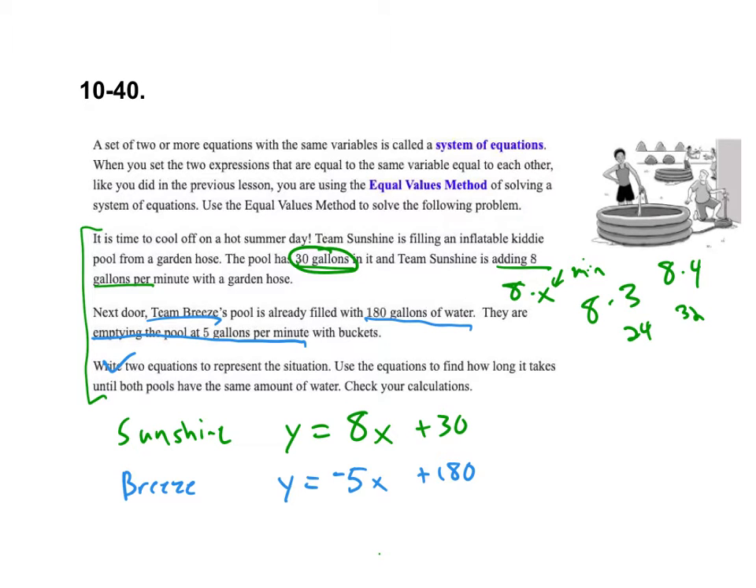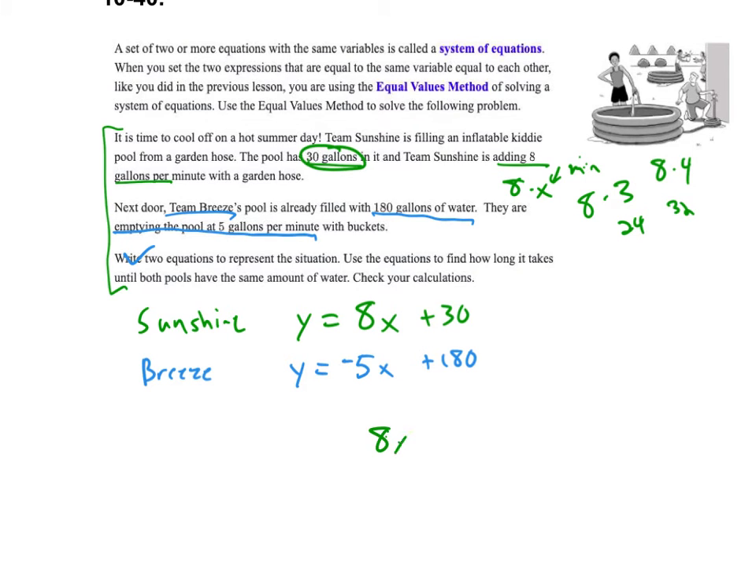We've done that. We now have to solve them. So when we've been doing equal values method, we've been saying, hey, both these are equal to y. So since they're equal to the same thing, I just take this expression and set it equal to this expression. So I just go and I say 8x plus 30, and that should be equal to y. Well, y is also equal to negative 5x plus 180. So I'm just going to set those two things equal to each other. Let me write that the same way that I wrote it the first time. So negative 5x plus 180. I'm just setting the two expressions equal to each other.